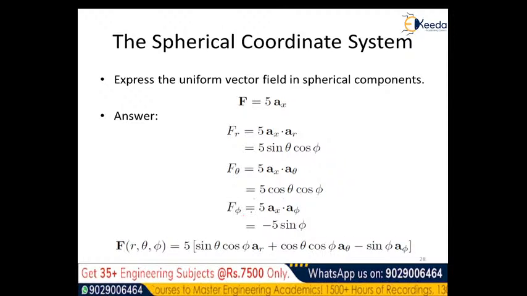Here on the left hand side we have capital F, with spherical components taken into consideration, and in the final answer we take pi u outside as a common factor. Within the bracket we have the first component sine theta cosine phi a r, added to cosine theta cosine phi a theta, minus sine phi a phi. So this completes the required answer.